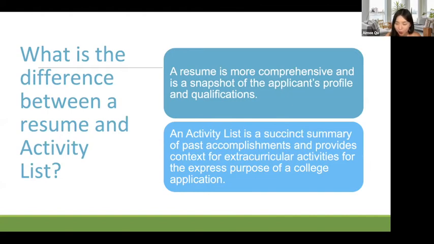It's an opportunity apart from the essays for the students to give some context to their extracurricular activities, i.e., why is this activity impressive, right? What did I accomplish in it, right? What did I demonstrate in it? And it's for the express purpose of college applications.